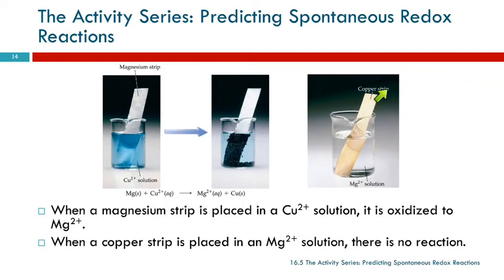If you take a strip of copper metal and put it into a solution of magnesium ions, nothing happens. So this reaction goes from magnesium to magnesium ions. It does not go in the reverse direction. How do we know which direction it goes in?